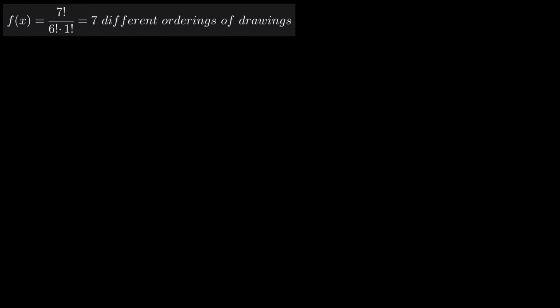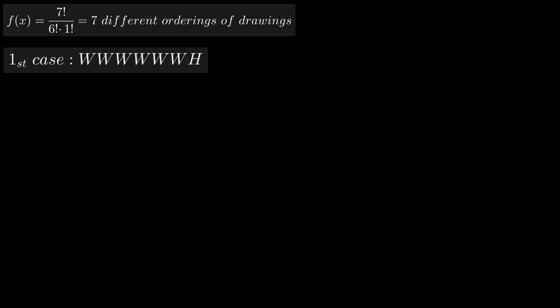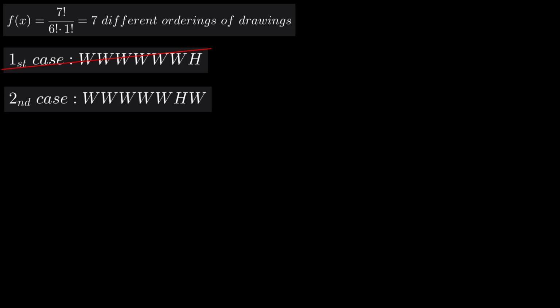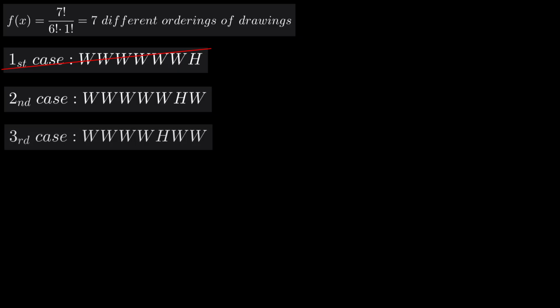So we have the first case, WWWWWWH. But we eliminate this case because we draw out all the whole pills first, and we're left with 5 half pills in there, not 4. And moving on, we have the next case: whole pill, whole pill, whole pill, whole pill, whole pill, half pill, whole pill. Then whole pill, whole pill, whole pill, whole pill, half pill, whole pill, whole pill.